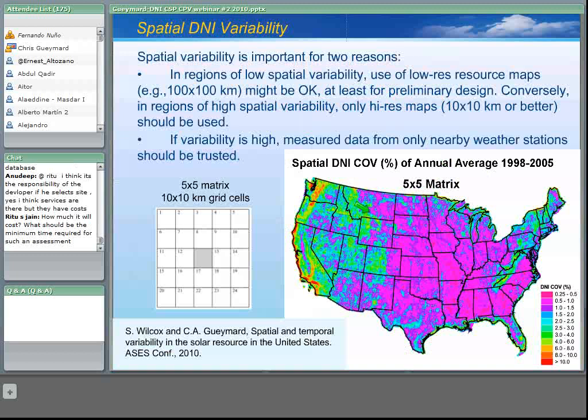So how that was obtained is using this kind of 5x5 matrix with 10 by 10 kilometer grid cells. And the center cell was compared to all the other cells around, and that was defining the spatial variability in terms, again, of the variability in percent. So this is for 66% probability, and again, you have to double these results if you need a 95% probability.